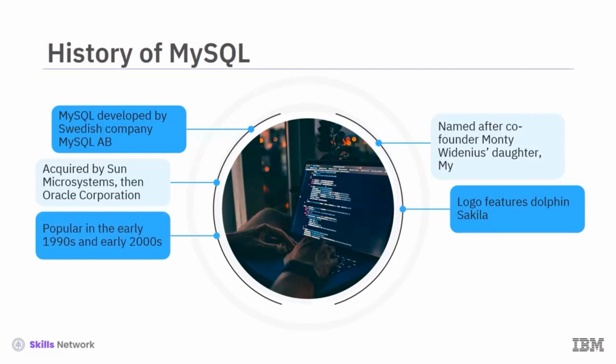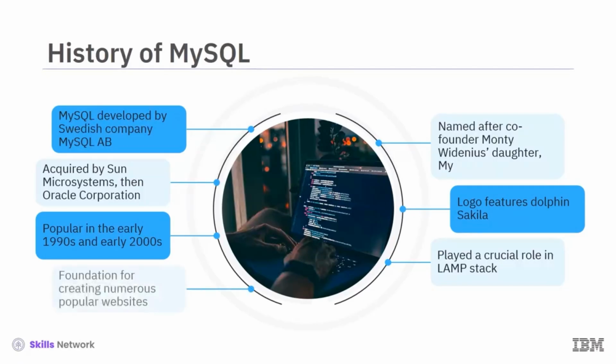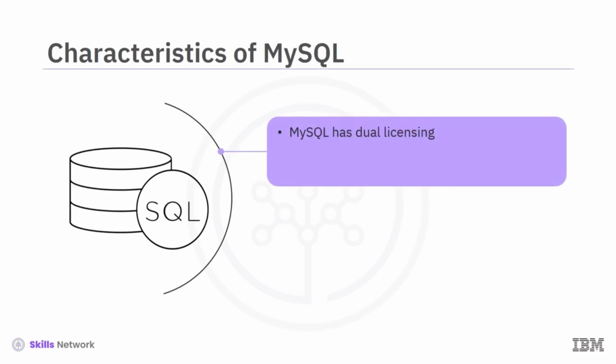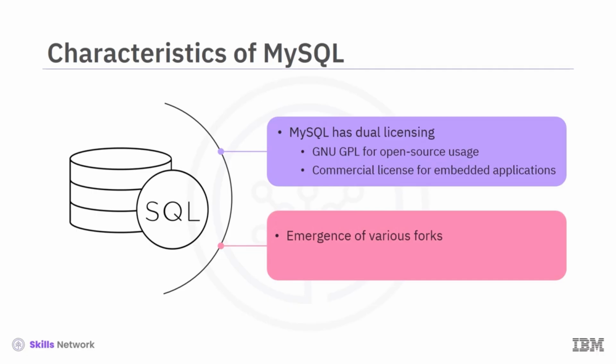MySQL gained popularity in the late 1990s and early 2000s because it played a crucial role in the Linux operating system, Apache web server, MySQL database, and PHP scripting language, LAMP stack. The stack was the foundation for building many of the era's popular websites. MySQL has dual licensing, offering the open-source GNU GPL and a commercial license for applications and solutions that embed MySQL. The open-source nature of GNU GPL has led to the emergence of various forks, with MariaDB being a prominent example led by some original MySQL developers.